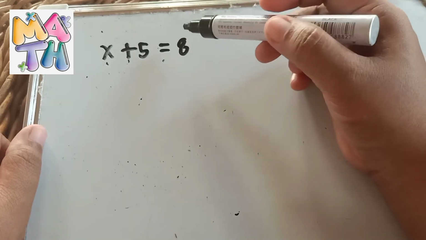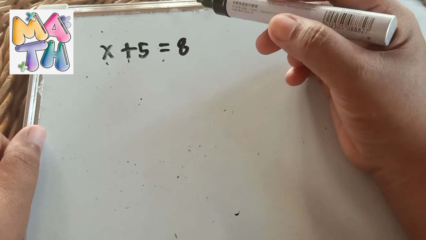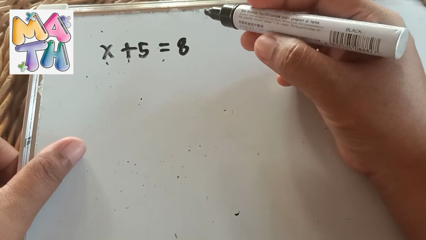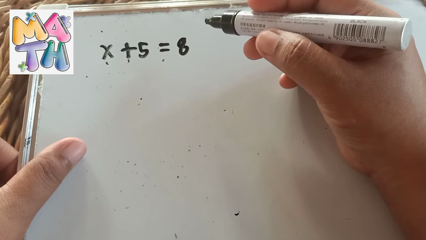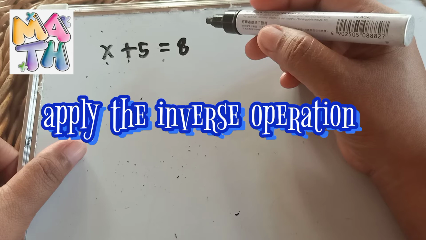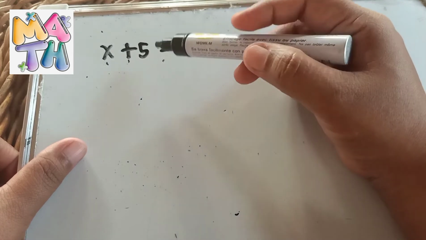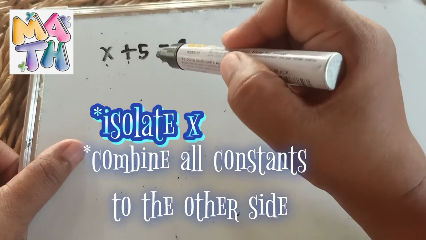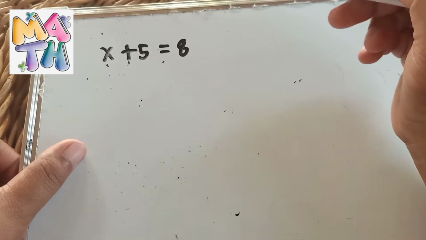I know you already have an answer in mind, and I know that is right. Very good. But let us solve this algebraically. As I said a while ago, we are going to apply the inverse operation. So the first step here is to isolate x and combine all constants at the other side.